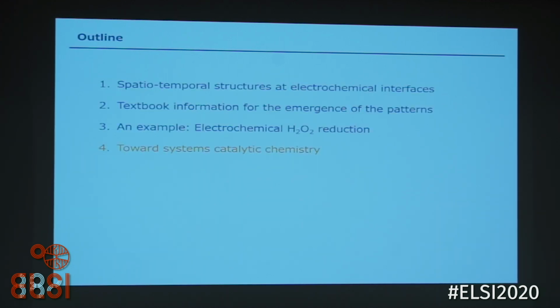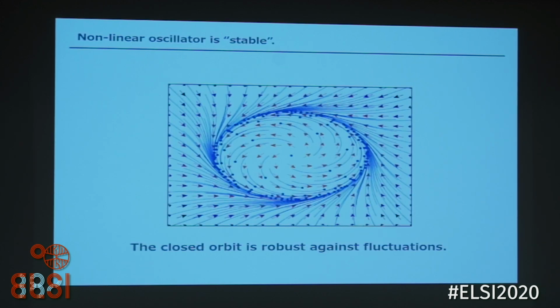So now let me dream about the future. I want to try my best to combine this field and the catalyst chemistry. The attracting point in this system is the orbit is very stable against fluctuation. So if we can design or achieve such a kind of dynamic system, catalytic system, it can be expected the system can be very robust even under fluctuating conditions.